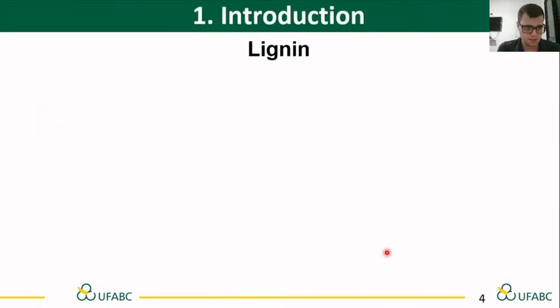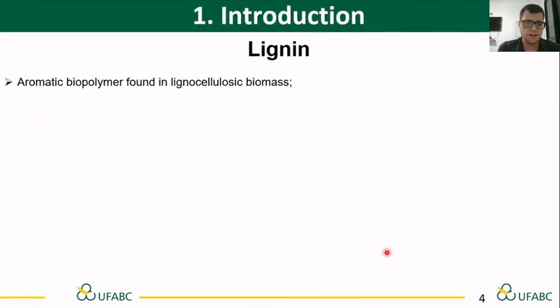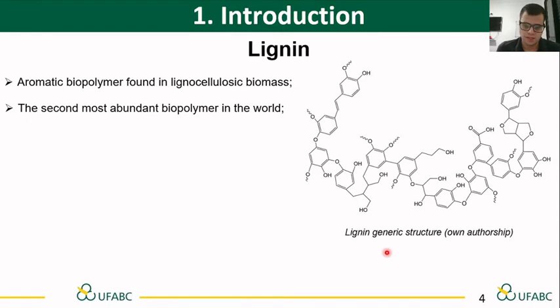Lignin is an aromatic biopolymer found in lignocellulosic biomass. It's the second most abundant biopolymer in the world. Here, a lignin generic structure is depicted.